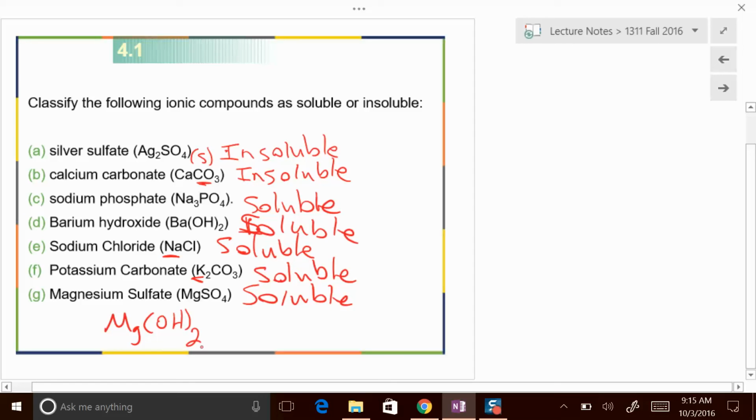That's called milk of magnesia. Has anybody ever taken that? If you haven't, it's fun stuff. You should try some.